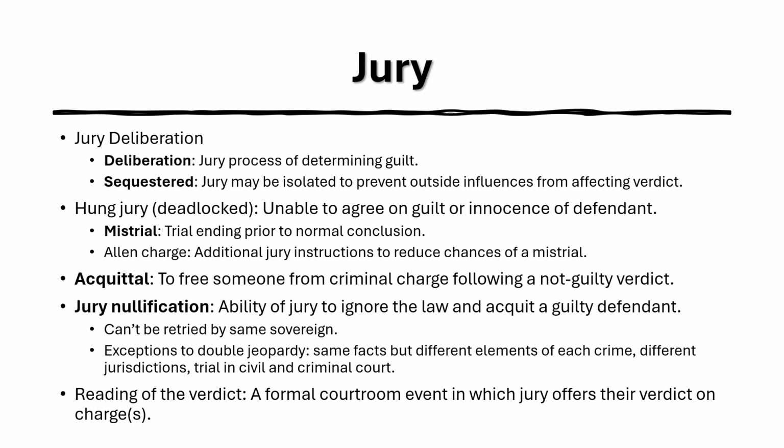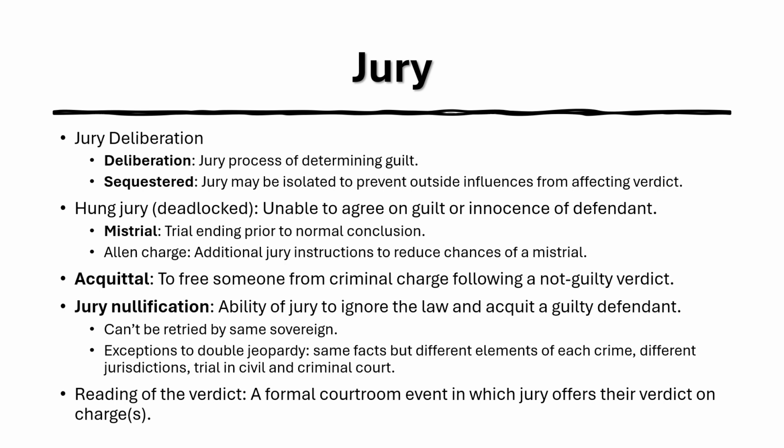The jury can also do what is called jury nullification. And jury nullification is a highly controversial issue. Essentially, jury nullification is the ability of the jury to ignore the law and acquit a guilty defendant. And if the jury nullifies, basically double jeopardy comes into play. So when would jury nullification happen? If the jury didn't agree with the law and wanted to prove a point, the jury could nullify and acquit a guilty defendant.